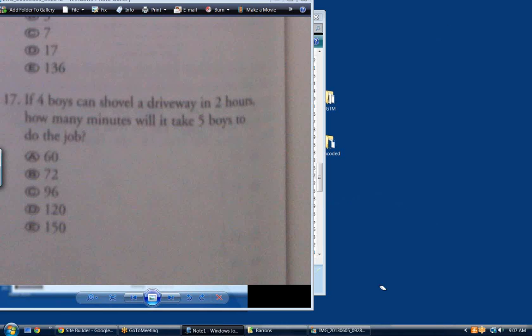So if we have 5 boys doing a job that takes 480 boy minutes to do, the boys will cancel. We'll end up with the number of minutes that it will take those 5 boys to do the job.